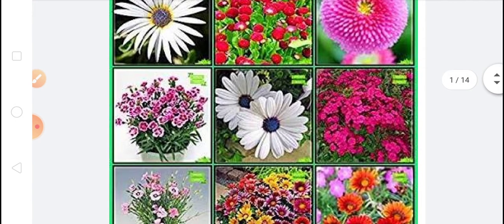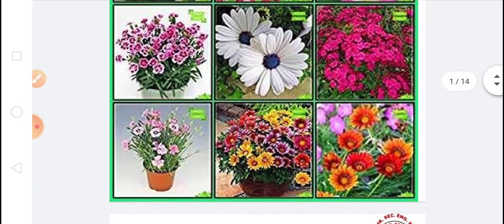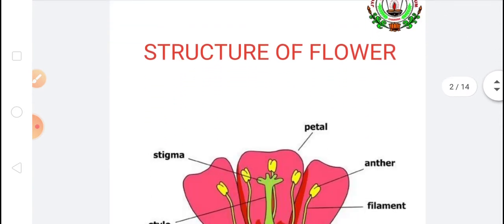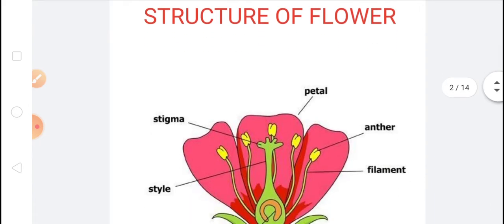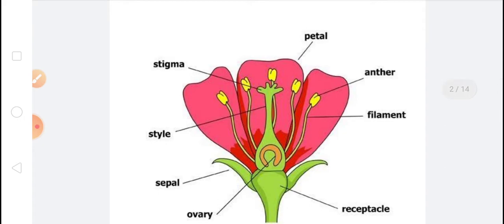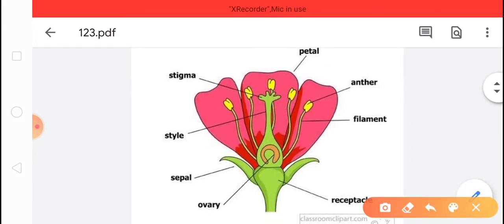You can see here some bright color flowers. They have a very pleasant smell. Okay, now we will study the structure of a flower. We will study the different parts of the flower in detail. Most flowers have the same basic structure.